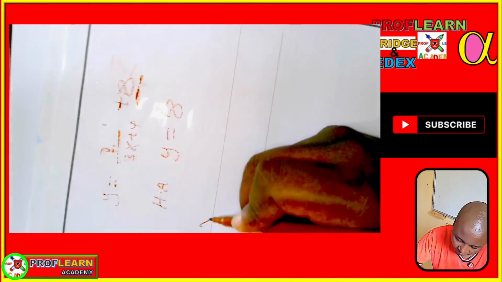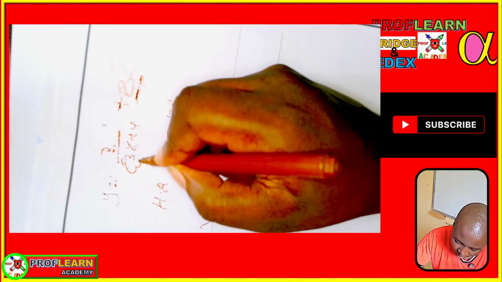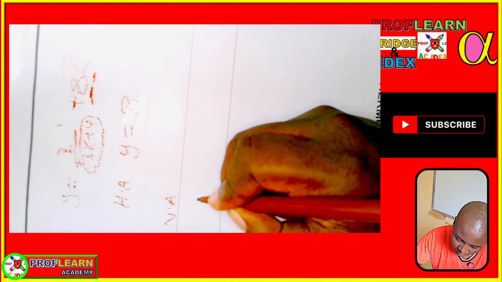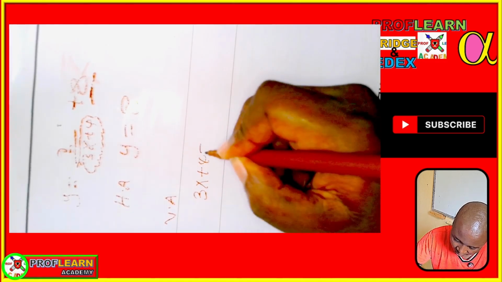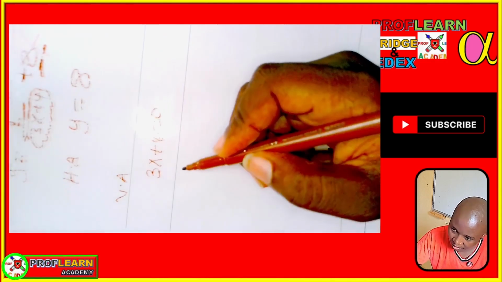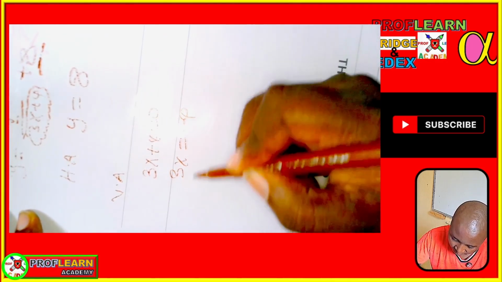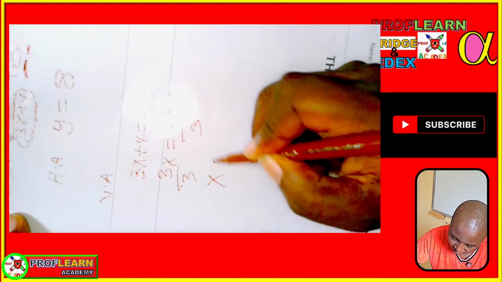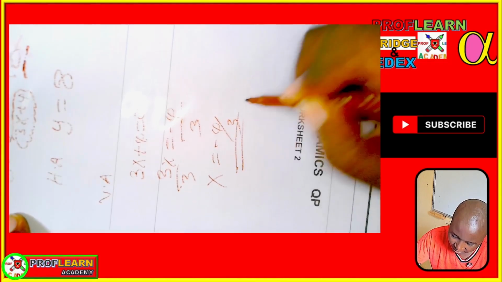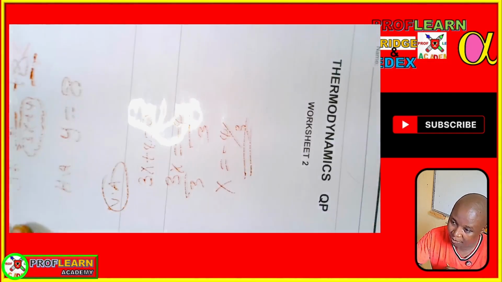But if you want the vertical asymptote, you're going to take the whole of this part that is down here and equate it to 0. Then that's going to be 3x plus 4 equals 0. So in order to work that out, 3x is equal to negative 4, divided by 3, divided by 3. So x is equal to negative 4 over 3 as the vertical asymptote in that case.